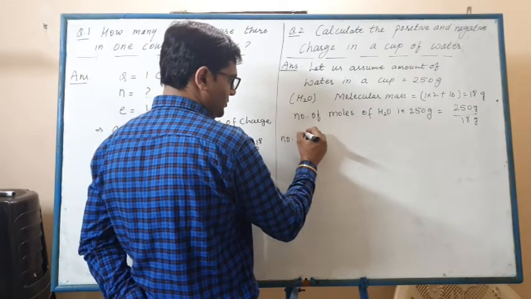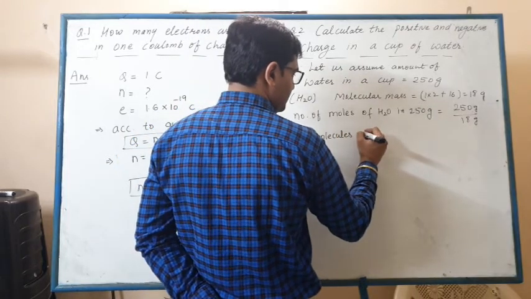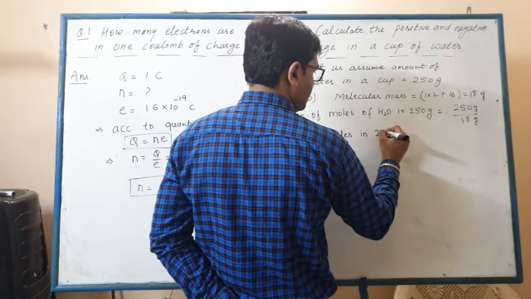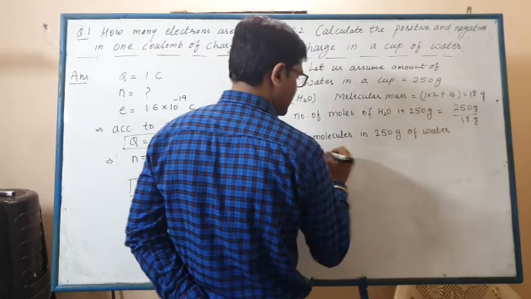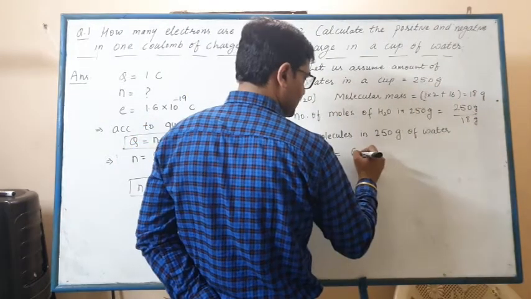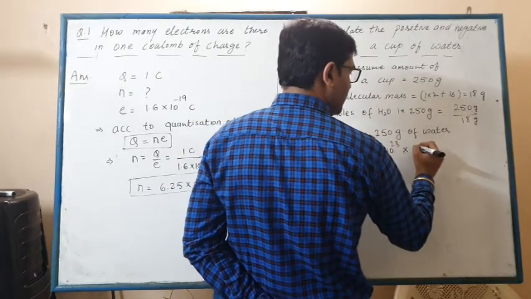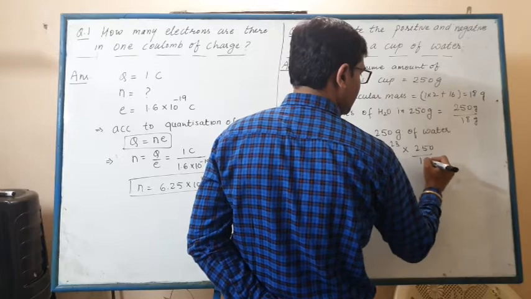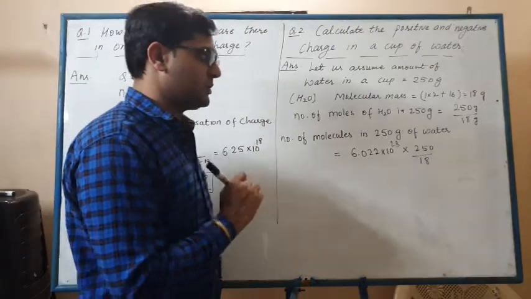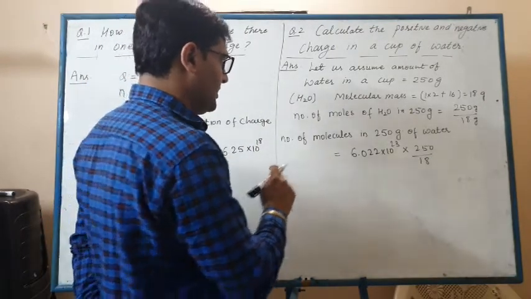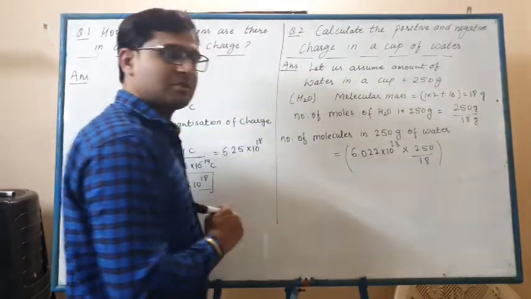So number of molecules in 250 gram of water, that is equals to, so multiplier of this, 6.022 into 10 raised to power 23 into 250 divided by 18, right? So this will be the number of molecules in 250 gram of water. These are the total number of molecules.